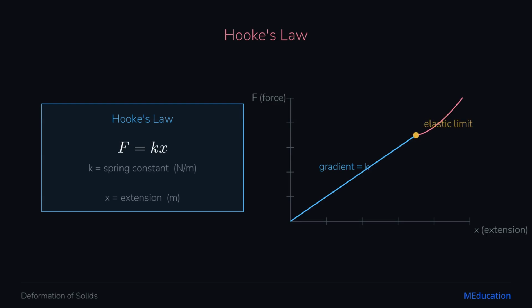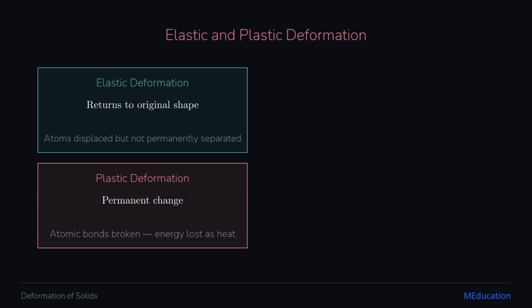Beyond the elastic limit, the material no longer obeys Hooke's law, and the deformation becomes permanent. The limit of proportionality is where the F-x graph first curves away from the straight line. Elastic deformation means the material returns to its original shape and size when the force is removed. The atoms are displaced but not permanently separated.